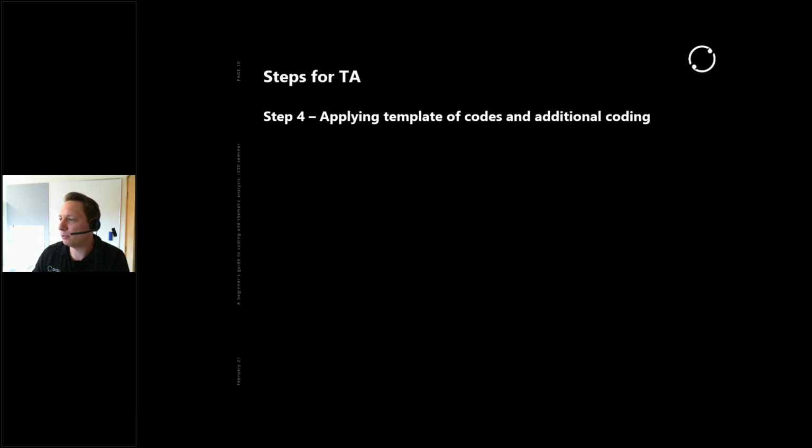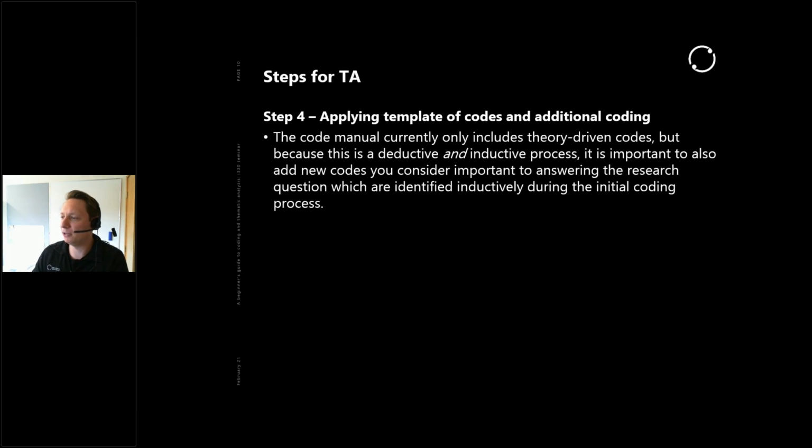The next step is applying a template of codes and doing additional coding. One thing you might have noticed is that the code manual only includes theory-driven codes at this stage. But because this is a deductive and inductive process, it's important to also add new codes you consider important to answering the research question during the initial coding process. You might be going through the data set for the first time, identifying all sorts of interesting tidbits which might help answer your research question or explain some phenomena you're investigating. It's at this stage that you begin adding these in as draft inductive codes.